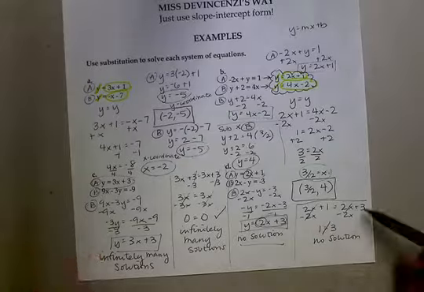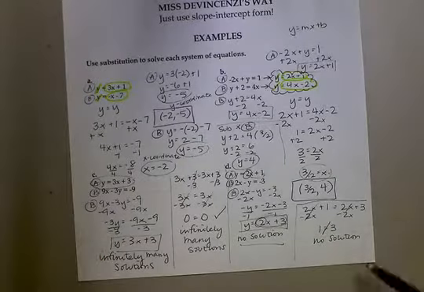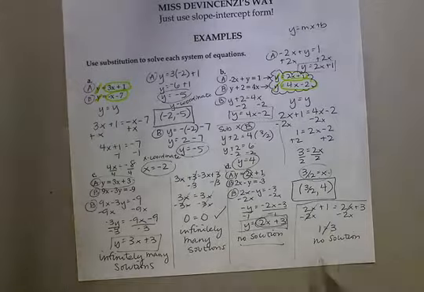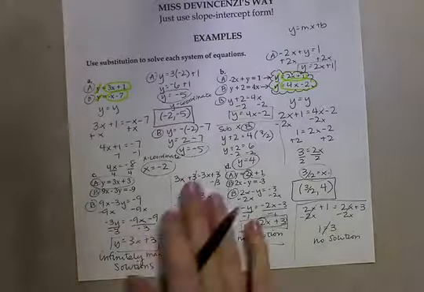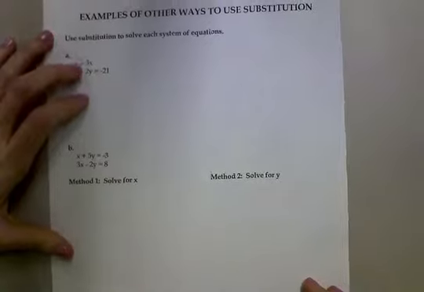So if you follow through with the substitution and you end up with an equation that is not a true statement, you know automatically you have no solution. So that must mean that those lines would have been parallel. All right, let's go ahead and look at some other ways to use substitution. Now these are the ways your book shows to use substitution.